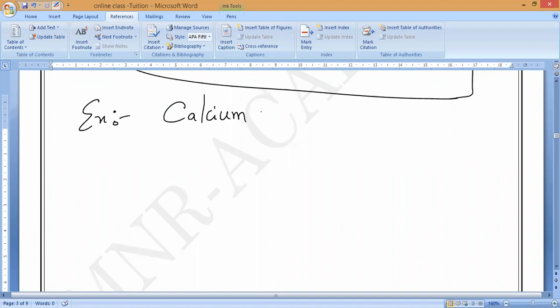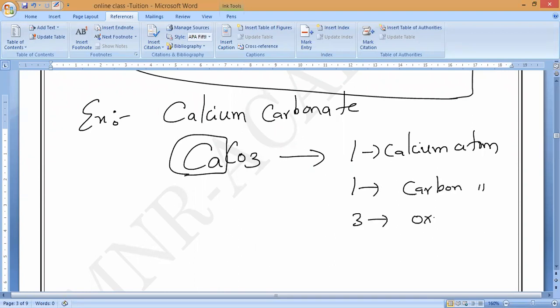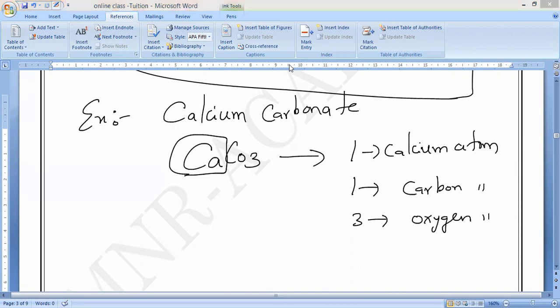Observe very carefully. We have to prove this now. Calcium carbonate. Now, the calcium carbonate formula is CaCO3. It is made up of what, guys? Tell me. One calcium atom, one carbon atom, and three oxygen atoms. Understand?